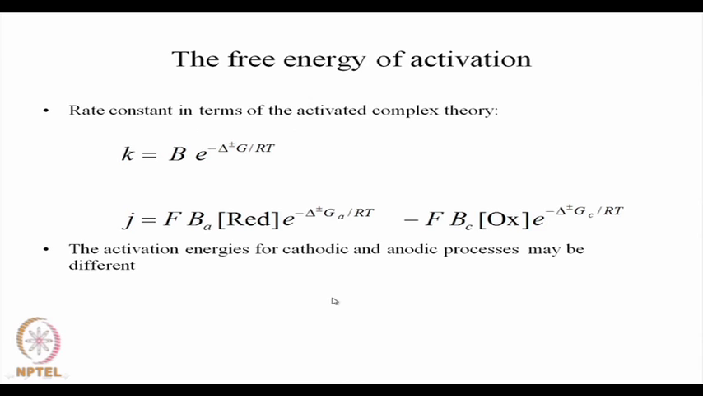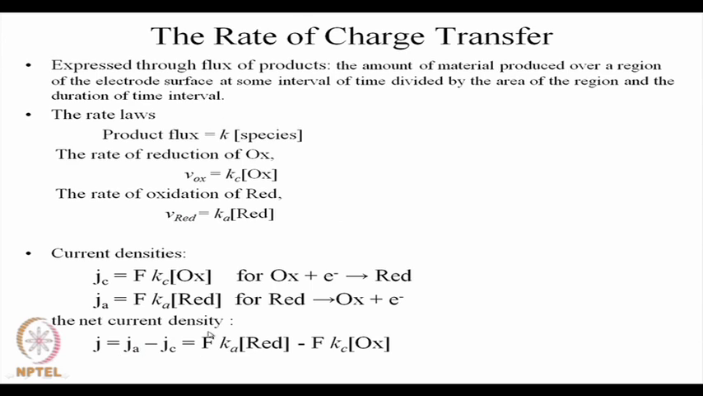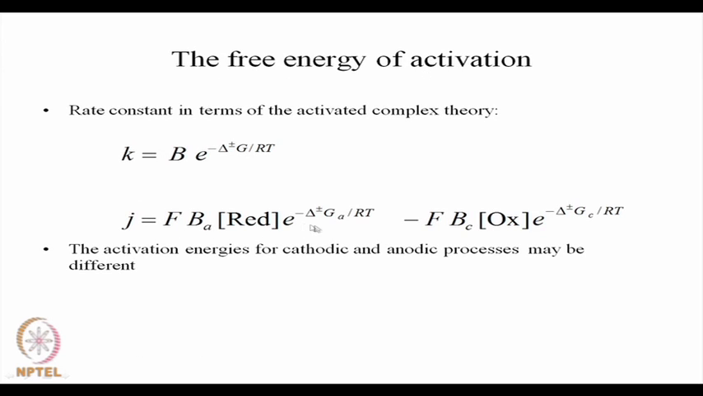Next is free energy of activation. From the activated complex theory, we can directly write that K is equal to B into e to the power minus delta G activation divided by RT, and the corresponding net current density, that is J, is F B A red into e to the power minus delta G A divided by RT minus this quantity. Okay. So, B is the pre-exponential factor. So, in terms of activation energy, we can write in this way.